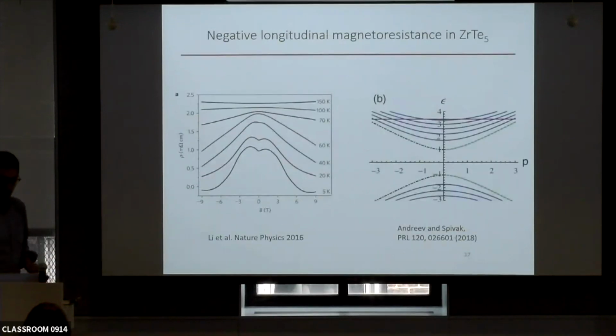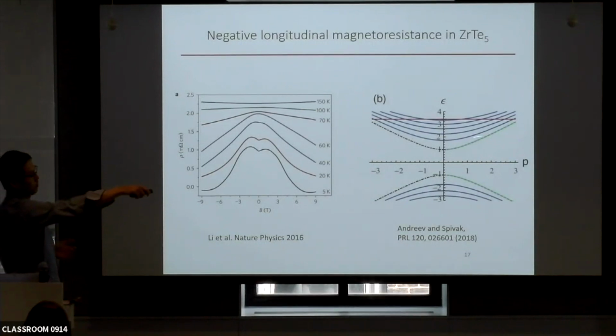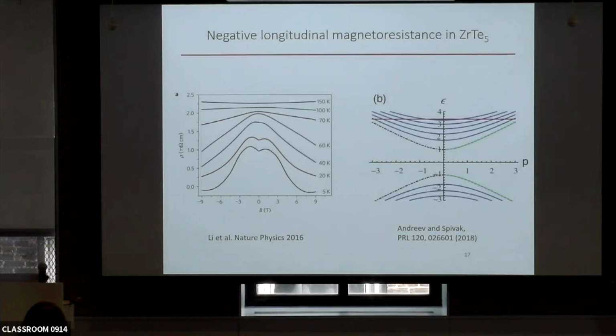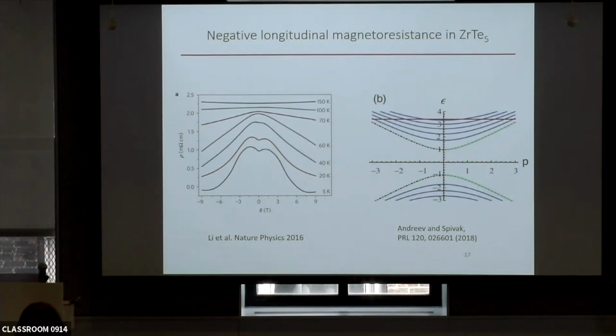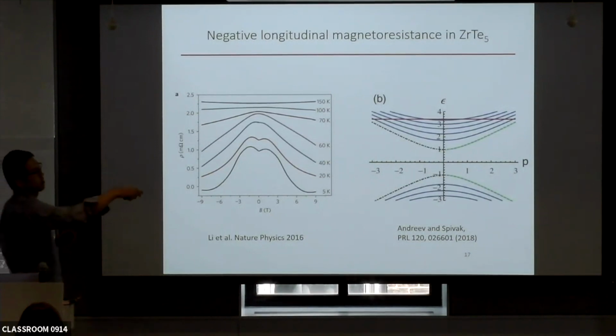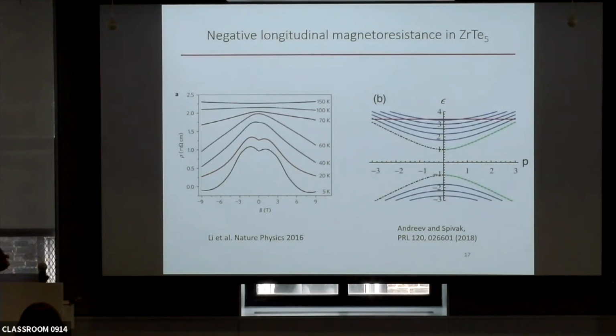So for zirconium tellurium 5, because this is so close to the massless Dirac semimetal phase, people have actually observed a chiral anomaly. This is actually one of the first materials in which people have seen the negative longitudinal magnetoresistance. And the way it works is that even though it is slightly gapped, as long as your Fermi energy is far away from the Dirac point, it doesn't really care whether you have a small gap open at the Dirac point. But if your gap is larger and larger, eventually it will affect your chiral anomaly, and you should see a decrease of your chiral anomaly.